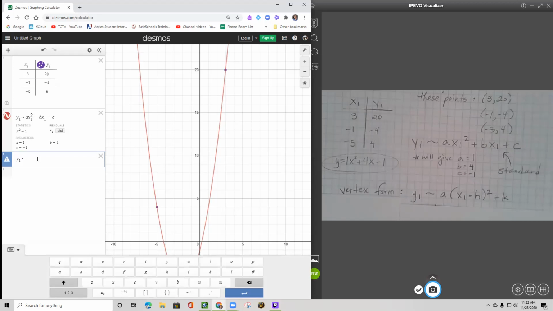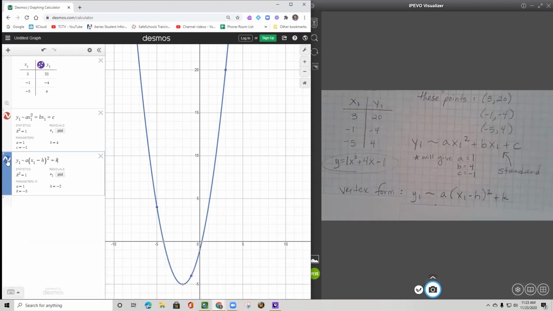Now I'm going to do A parentheses x1 minus h squared plus k. And I don't know if you noticed, but here I just got a blue graph exactly where my red graph was. So these are different formats. This is standard form. This is vertex form. They represent the same curve though. There's a different way to write the equation.